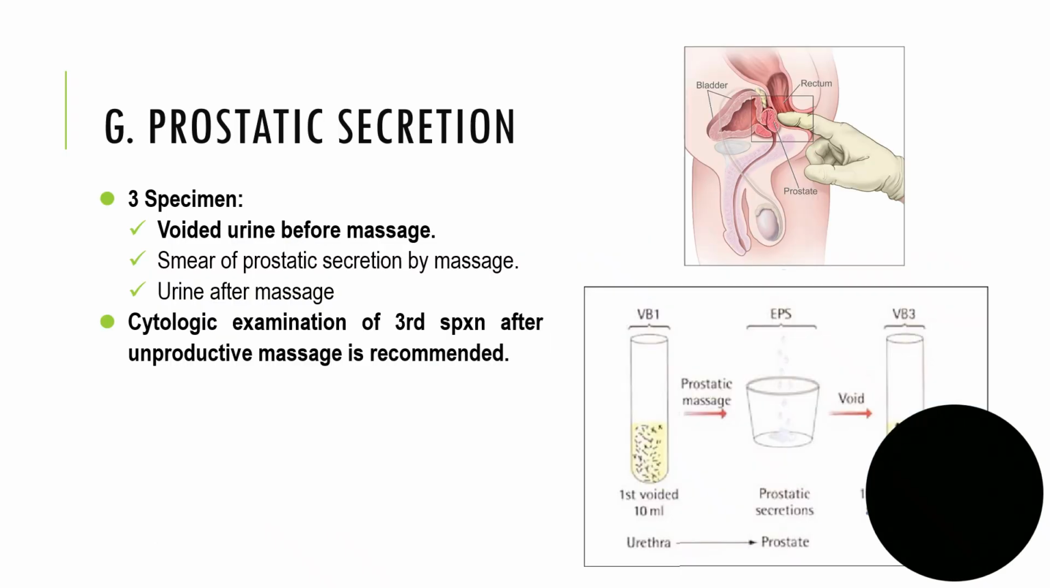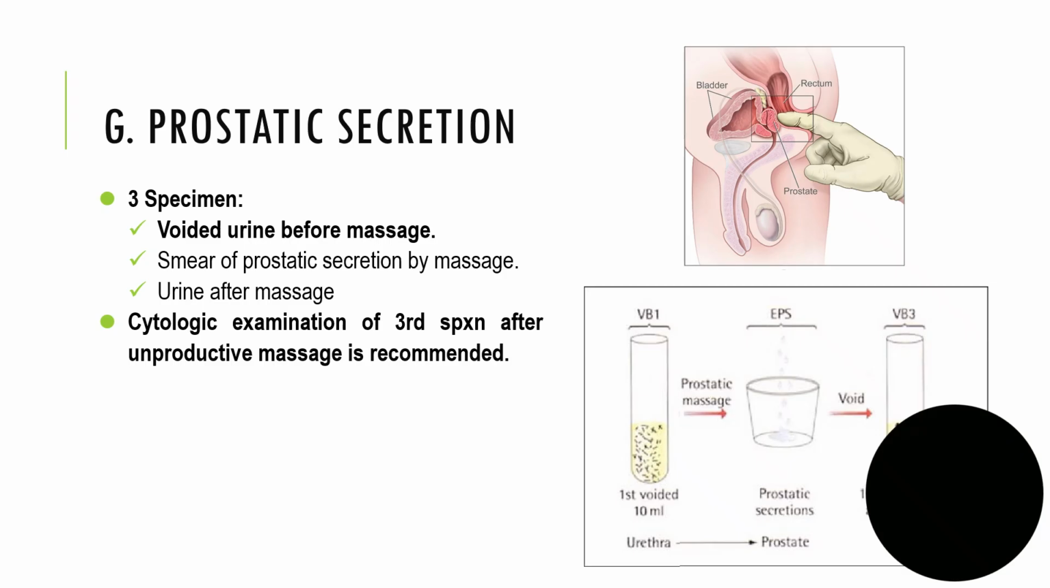Next, we have prostatic secretion. Prostatic secretion cytology involves collecting 3 specimens in a specific sequence. First, voided urine before prostatic massage. Second, a smear of prostatic secretion obtained by massage. And third, urine collected after massage.